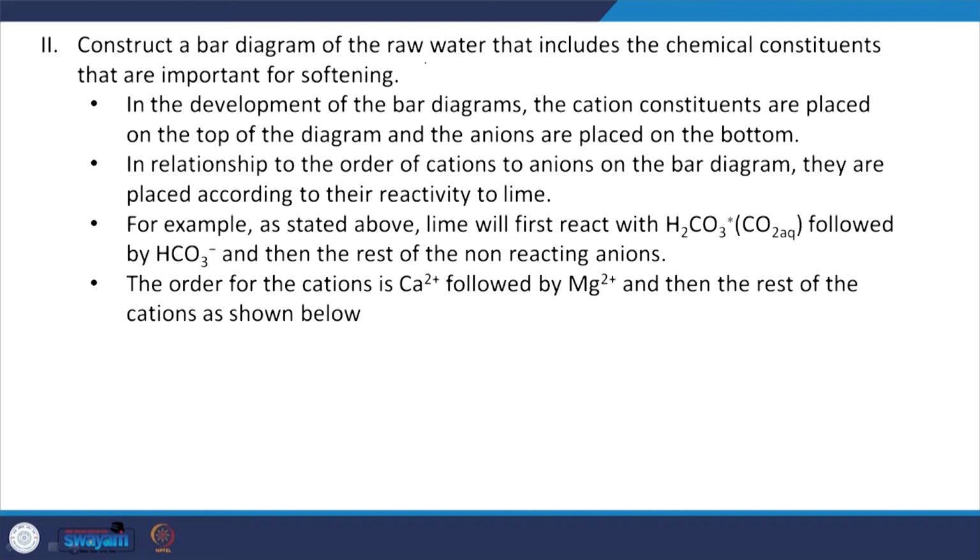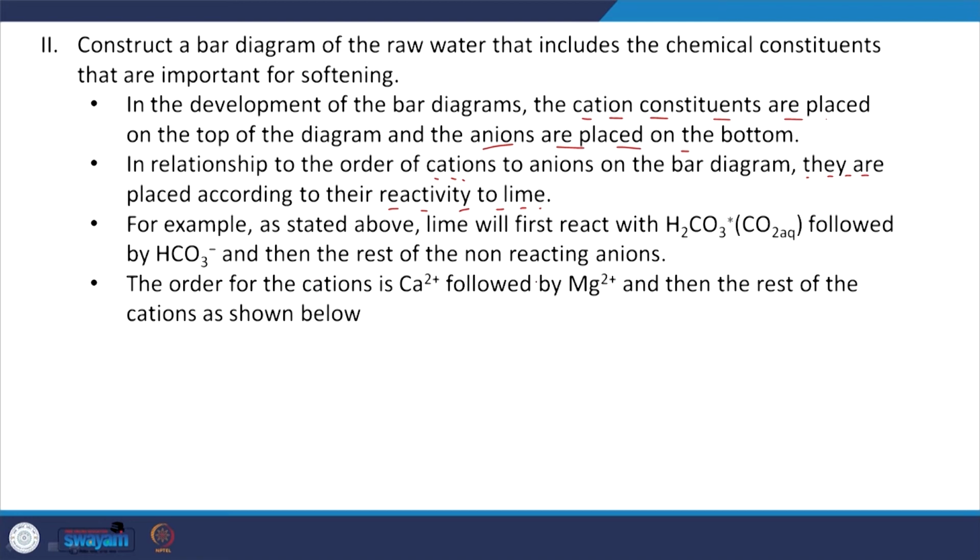So construct a bar diagram that includes the chemical constituents that are important for softening, fine. So here there are some aspects, I guess. We already know this. Typically, we are placing the cations at the top and anions at the bottom, right? And which cations, I guess, are we having here? They are typically placed according to the reactivity to lime. And with respect to lime addition, which one will typically precipitate out if there is alkalinity and such? It is the Ca2+, that's why we have it.